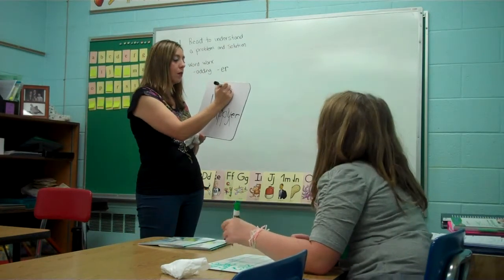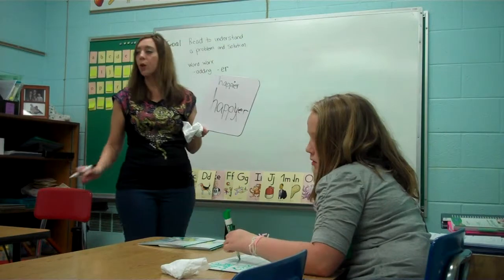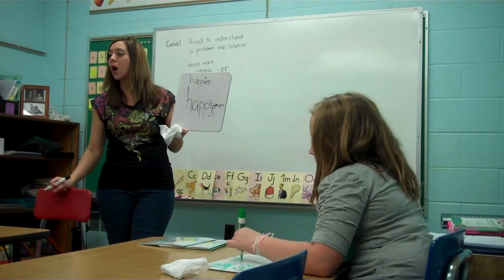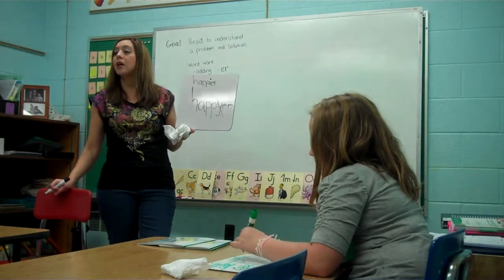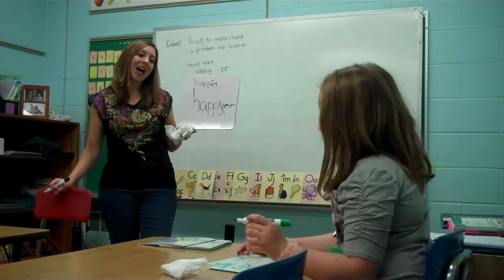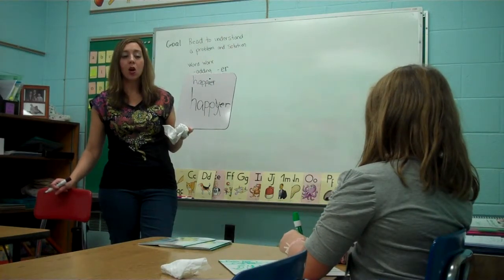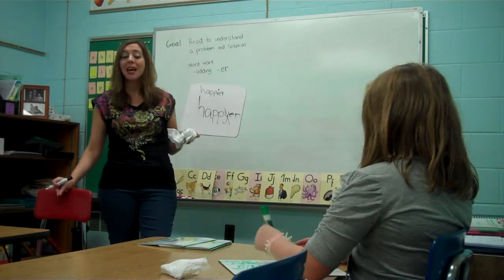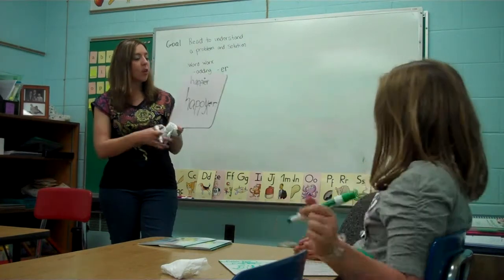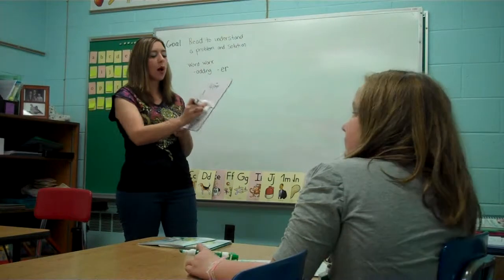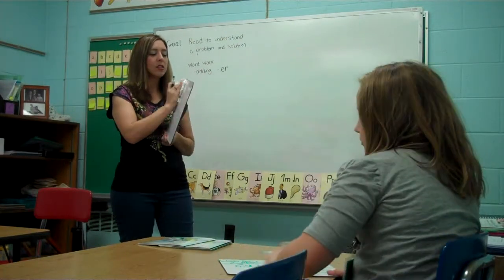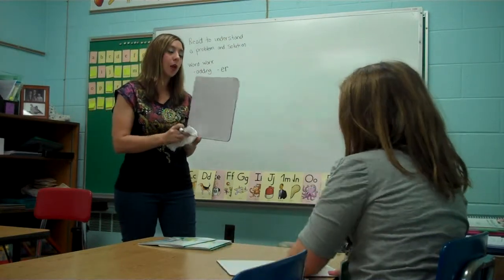All right, H-A-P-P-I-E-R. He is correct. When we have a word that ends with Y, the rule is change the Y to an I and add ER, or this also works with EST. When we have a word that ends with Y, we take out the Y and switch it for an I. Let's try that with the word busy.